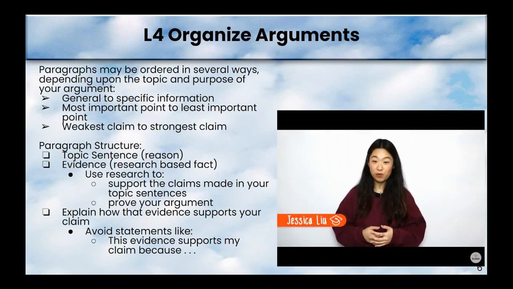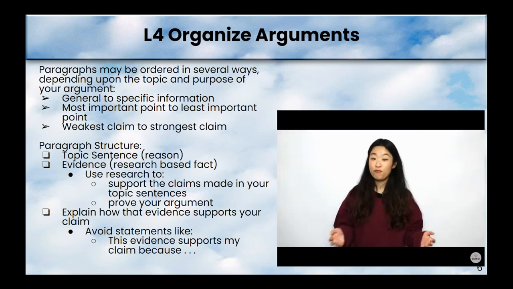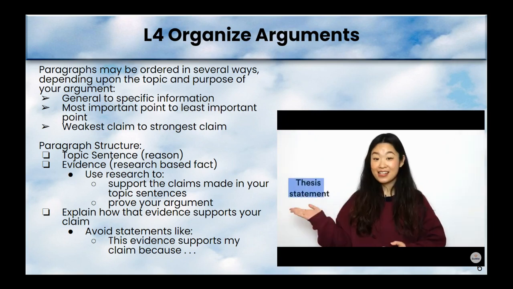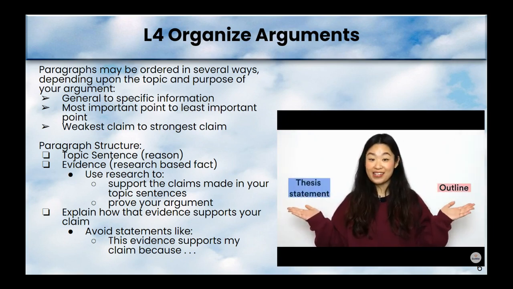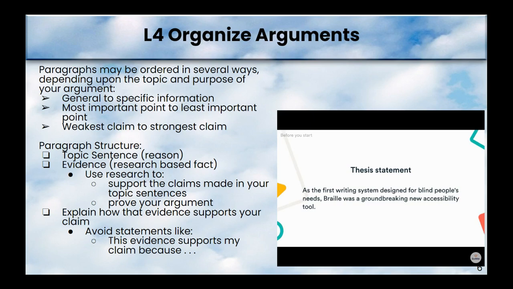Hi, I'm Jessica from Scriber, here to help you achieve your academic goals. Before you start writing the main body of your essay, you need two things: a thesis statement and an outline of your essay structure. Here's the thesis statement for our example essay about Braille, which appears in our introduction paragraph.